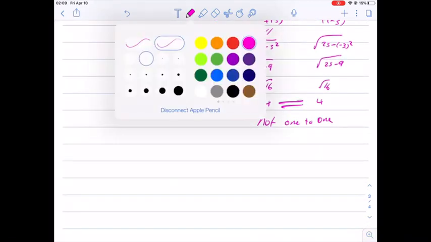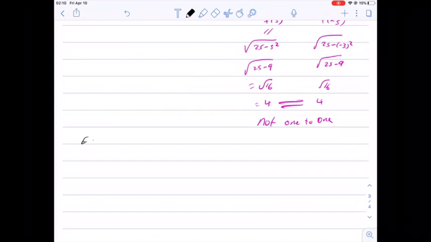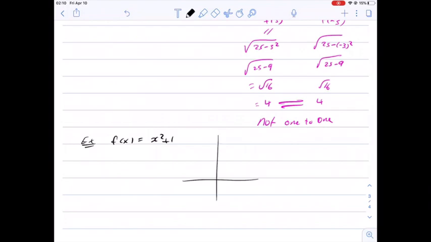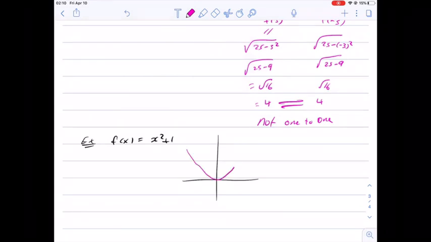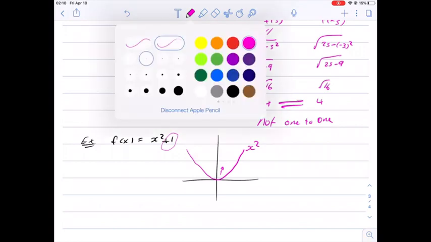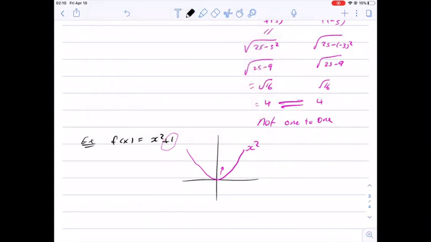Okay, now let's take another example. f of x equals x squared plus 1. Now, let's graph this function. We know that the graph of x squared is this. If you remember from the previous video, this is x squared. And then when we add 1, that means we make a shift up by 1 unit. So this is x squared plus 1.